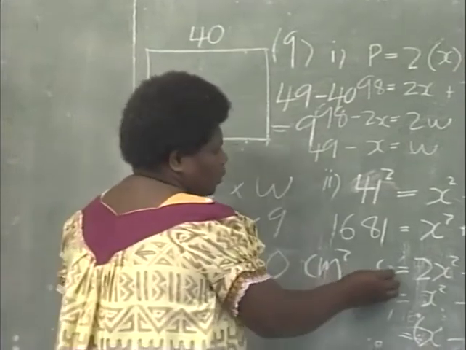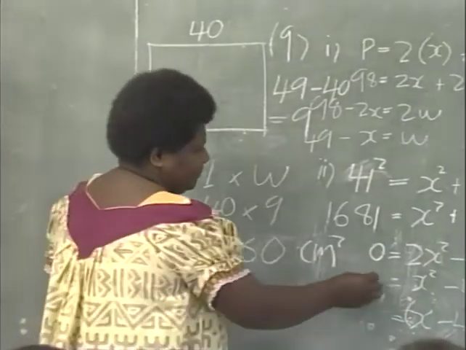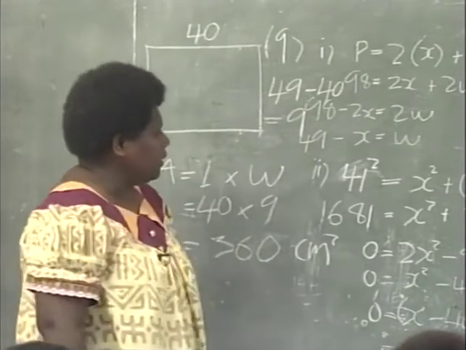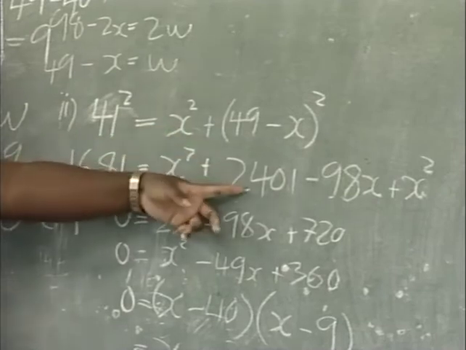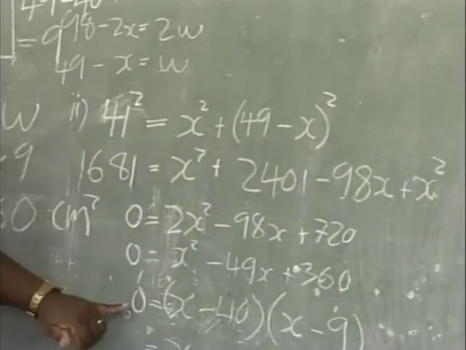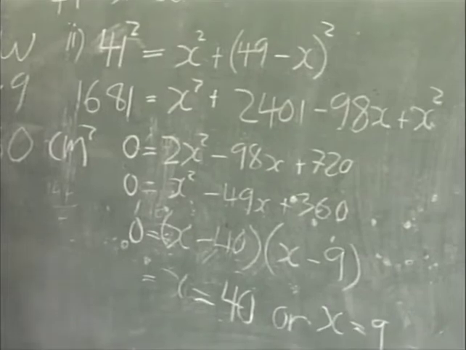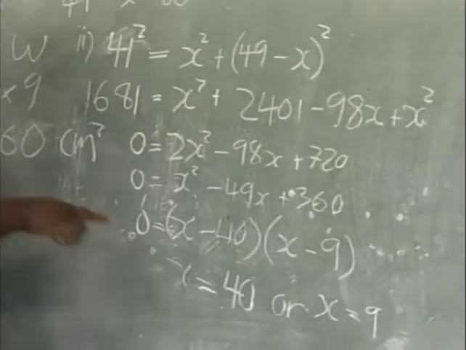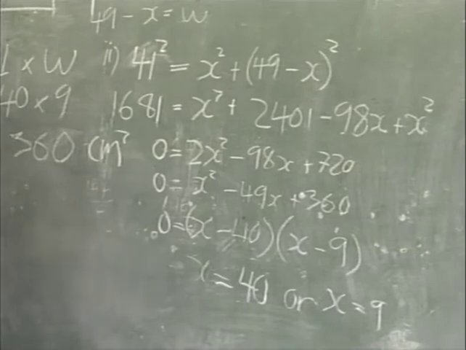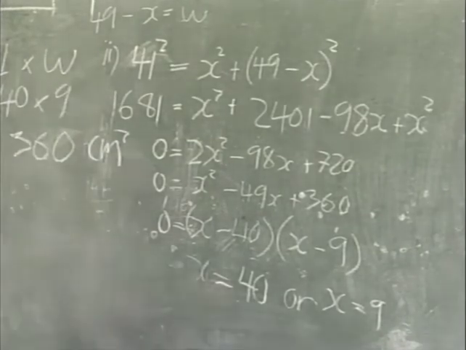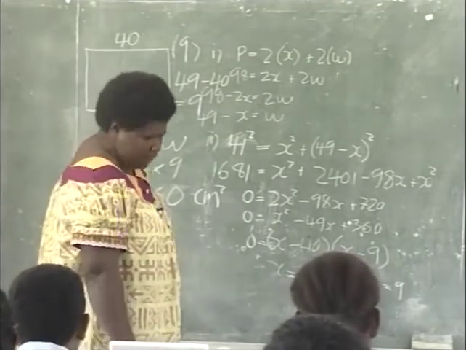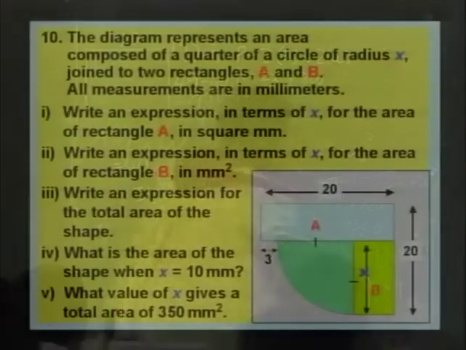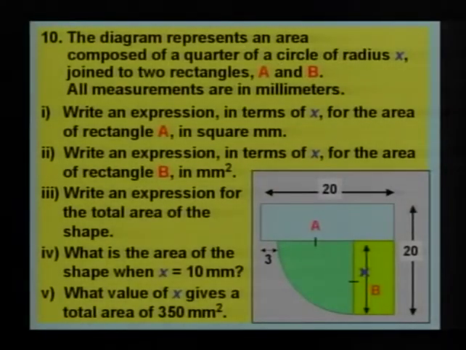Okay. Well done, Lester. It's just that if you take away 1,681 from 2,401, on the other side you will have 0. Take note of that. If it's not equal to 0, you cannot solve the equation. Okay, well done. Next question, question 10, parts 1 and 2. Or if you can complete question 2, that will be good. Okay, come.